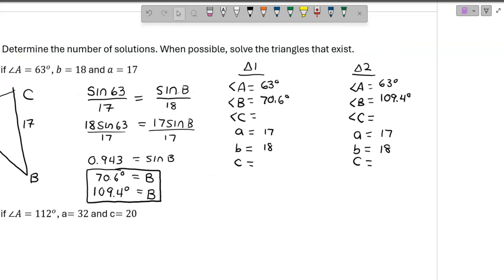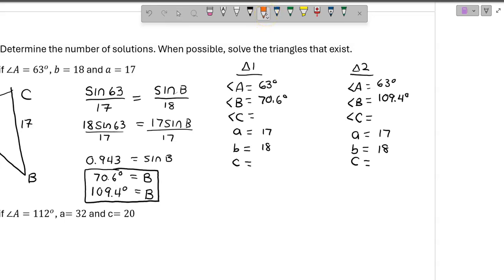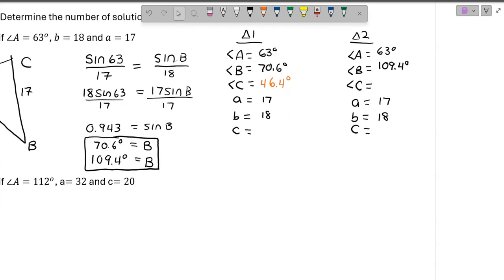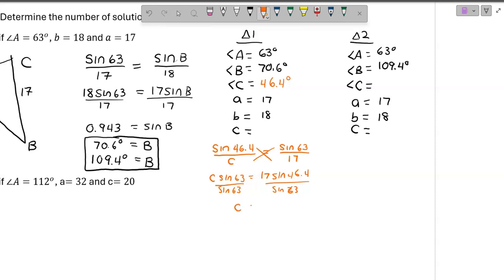Let's focus on triangle number 1 first. Angle C, using the triangle sum theorem, is going to be 46.4 degrees, which now will give me the power to solve for side C. To set this up, we're going to say sine of 46.4, sine of angle C, over C equals the sine of 63 over 17. Once again, we're going to cross multiply this. So let's write that out, sine of 46.4. And then lastly, we divide both sides by the sine of 63. And so side C here is going to equal 13.8.